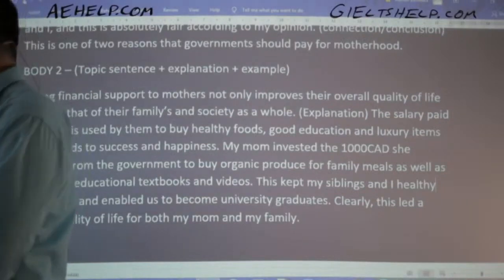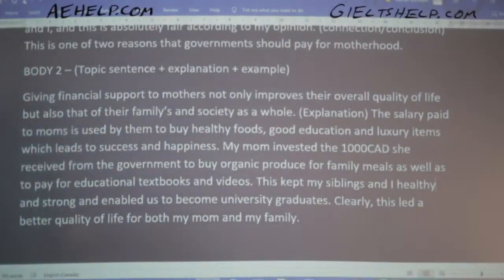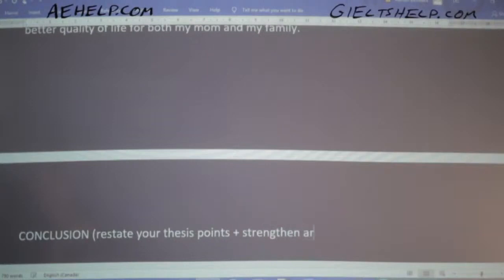Okay. All right. So now we have the conclusion left. The conclusion has 3 parts. You basically restate your thesis points. Then you strengthen your argument. And then you provide a take-home message.